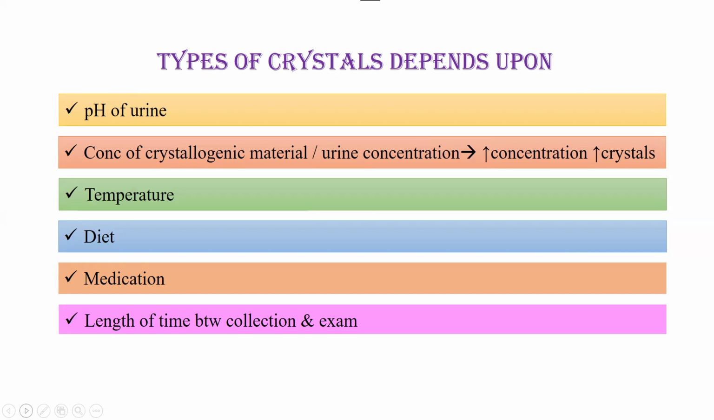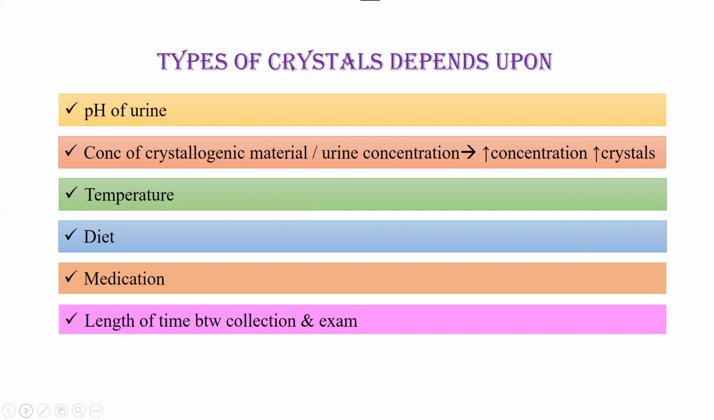Then diet: some diets alter the pH of the urine, and as a result they enhance crystal formation and stone formation. Then some medications could alter the pH of the urine, for the same reason. Then the length of time between collection and exam, which I have discussed in the temperature point.